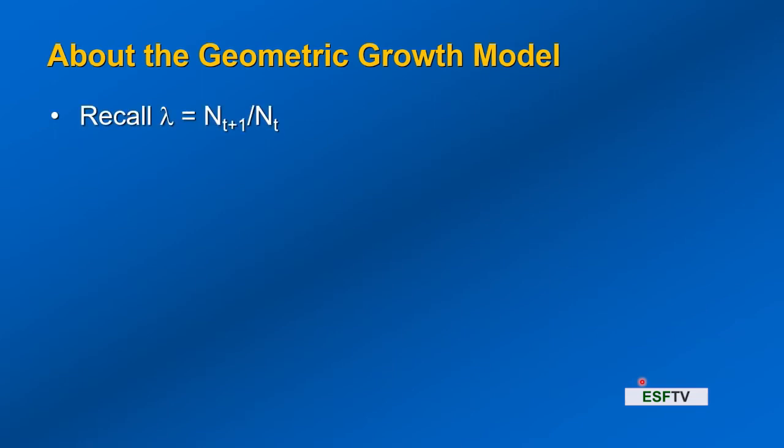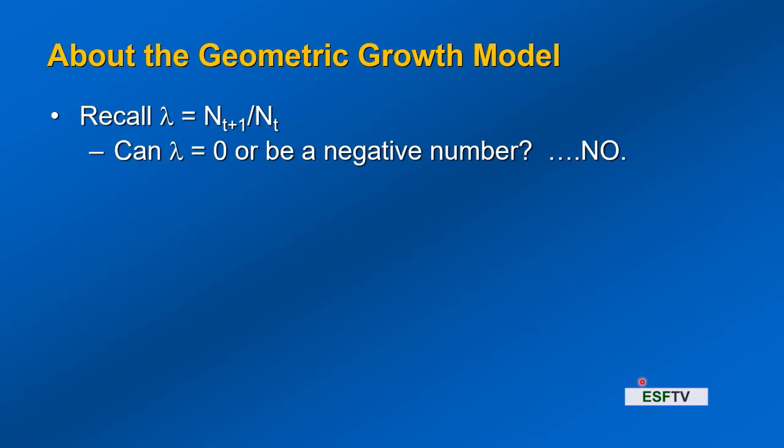A little bit more about the geometric growth model that helps inform our understanding of how it's applied. We've already defined lambda as N t plus 1 divided by N t. Okay, that's just for one pulse. Can lambda be 0 or a negative number? No, right? That cannot happen.